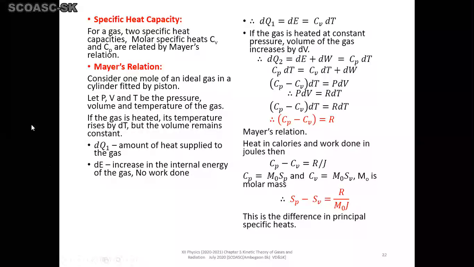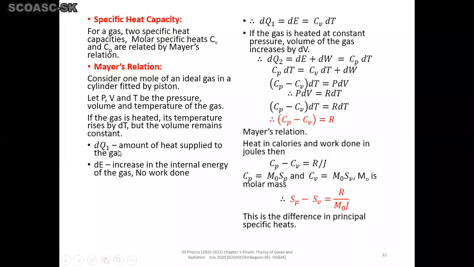In the first process, I'm going to keep the volume constant. I'm going to heat up the gas, right? The temperature is going to rise, but the volume is going to remain constant. That is, the piston is not going to change its place. It is wherever it is, the volume is going to remain constant.